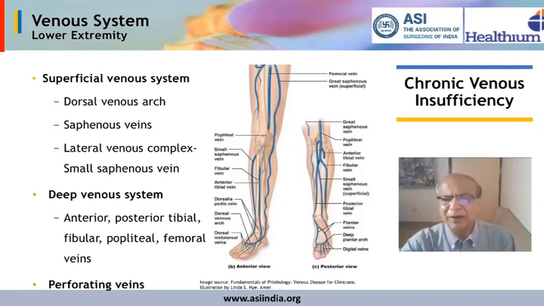The deep vein on the anterior side is the anterior tibial vein. On the posterior side is the posterior tibial vein. And this is also written here. Between the deep and the superficial system is the perforating vein.